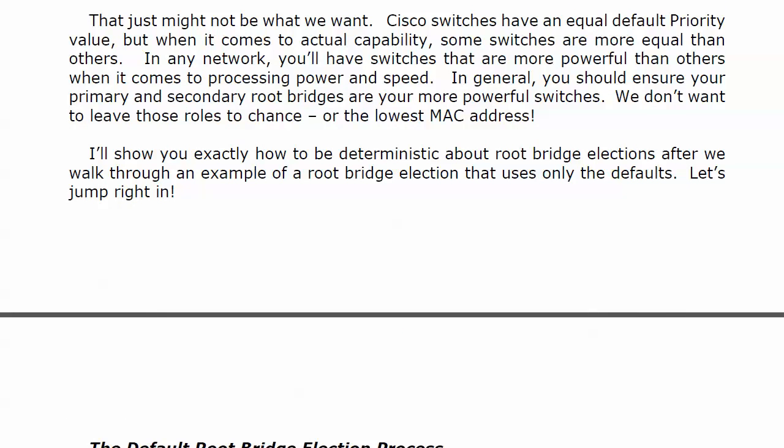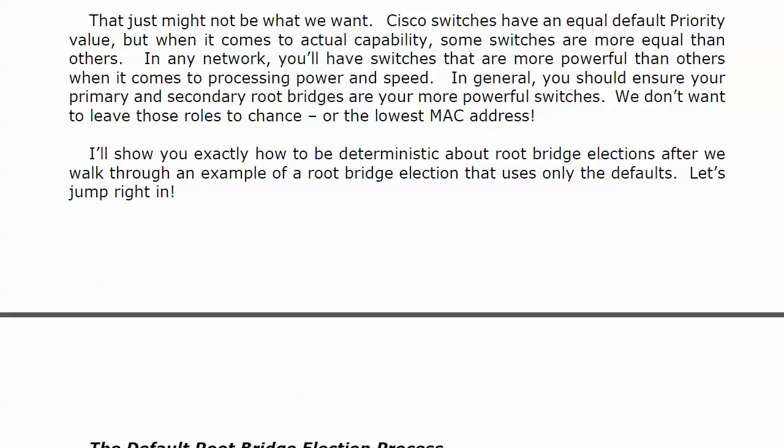Now, I'm going to be blunt with you here, in some networks that's perfectly fine. In some smaller networks, you may not really even care which switch is the root. But as your networks get a little bit larger, we don't really just want to leave it up to chance. We don't want to say, well, the root will just be the switch with the lowest MAC address. Because as we know, Cisco switches have an equal default priority value, but when it comes to the actual capability and location, some switches are more equal than others.